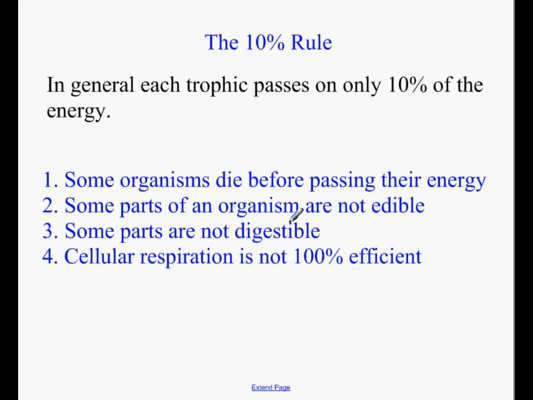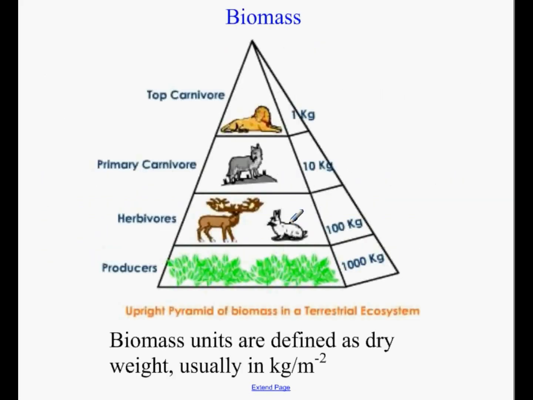10% rule in general. When you go from one level to the next, you only pass on 10% of the energy. Okay, so a pyramid has to be organized by energy. So here we go, producers, then herbivores, then primary carnivores, then top carnivores. So they're just like we always did the trophic ladders. Now this one in particular will be organized on a second variable, which is biomass.